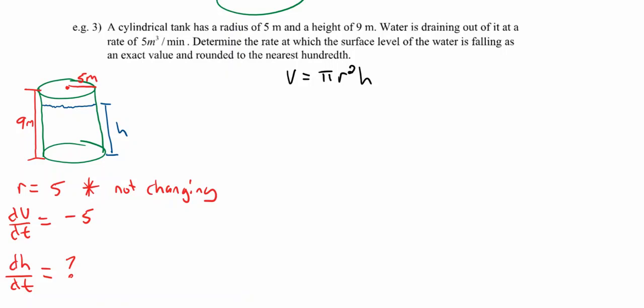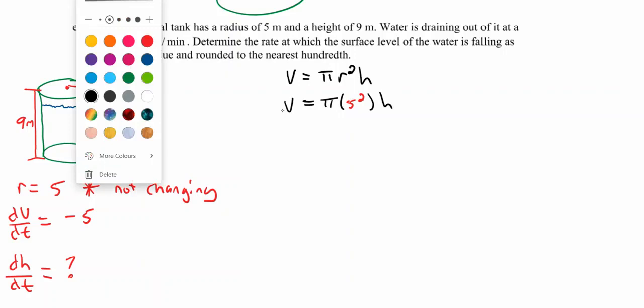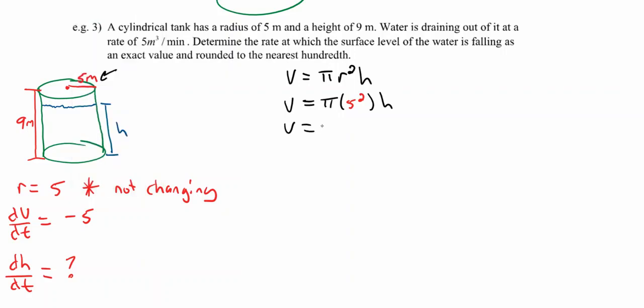You can take the pi out. We can actually make it even a little bit simpler. Take the r out as well since it's constant. We can throw that number in, because 5 wasn't changing. It's always 5. So let's get the equation as simple as we can before we take the derivative. So v is equal to pi times 5 squared times h. So v is equal to 25 pi times h.